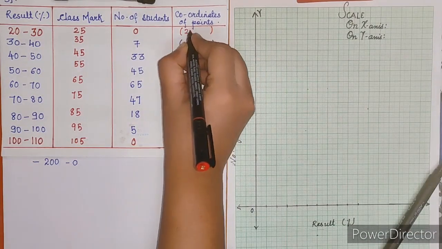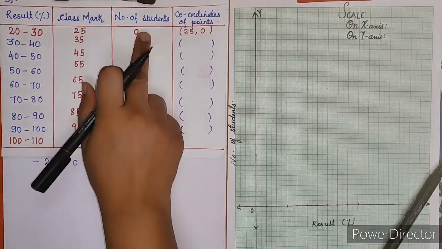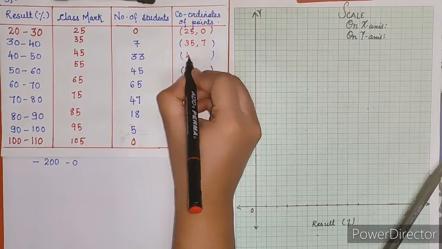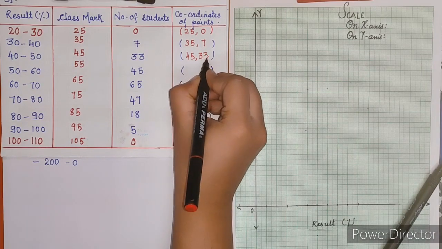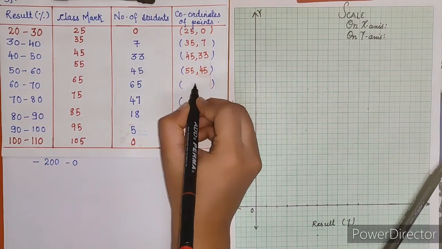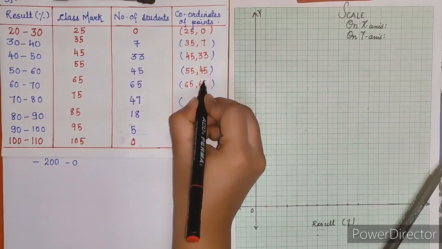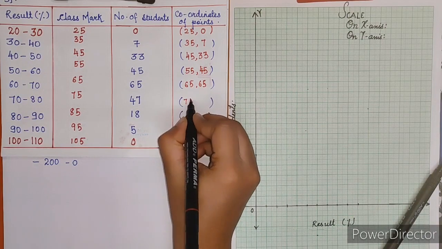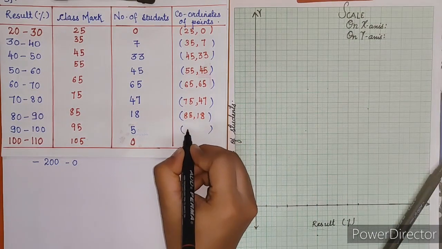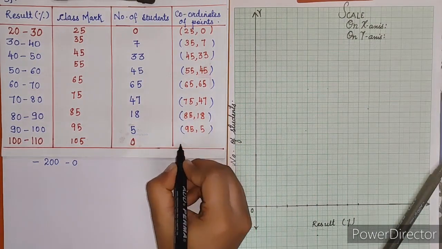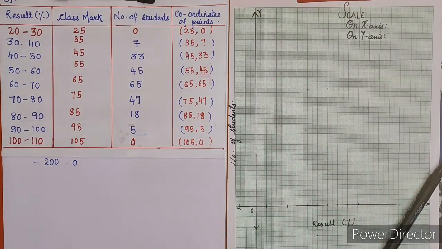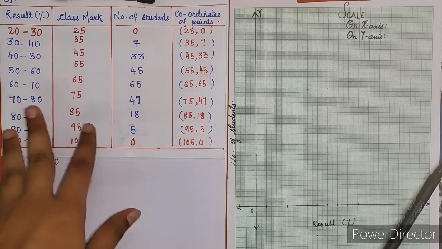What is the first coordinate? 25, 0. Second coordinate 35, 7. 45, 33. 55, 45. 65, 65. 75, 47. 85, 18. 95, 5, and the last coordinate is 105, 0. So now we have all four columns properly filled.